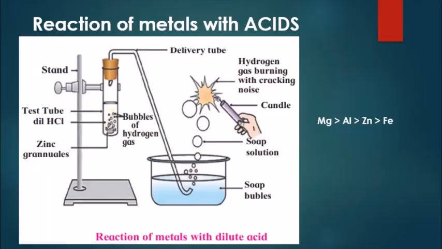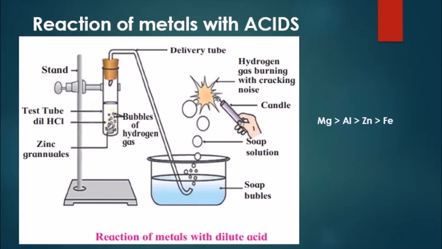In the last part, we had learned about the chemical properties of metals, and we had learned two properties of metals, that is reaction of metal with oxygen and reaction of metal with water. Now in this part, we will be learning a few more chemical properties. The third property is the reaction of metal with acids. What will happen if metals are treated with acid?